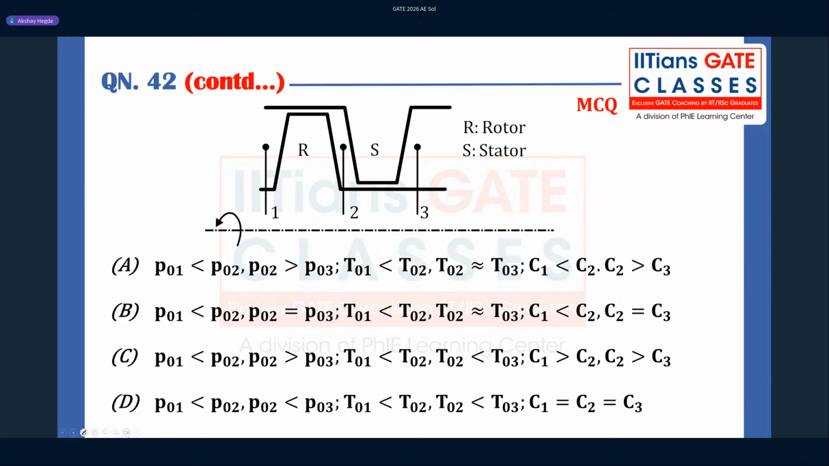It says that P01 is less than P02. So what did we arrive at? P01 is less than P02, T01 is less than T02. Let me just keep it one side just to compare. Then what do we have? T03 is nearly equal to T02, and P03 is less than P02. So these are the conditions we have, and other than that, what do we have?